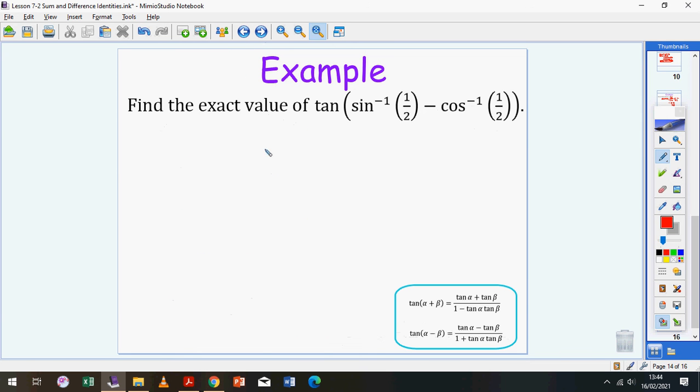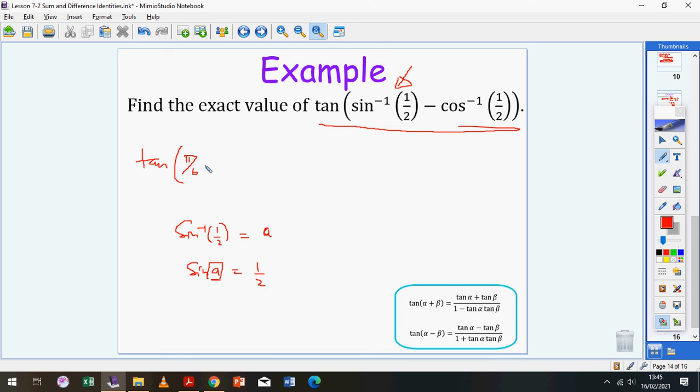Moving on, if I want to find the exact value of this whole expression, then I have the tangent of, this is asking me what angle gives me a sine of a half. If the sine inverse of a half was equal to something like a, then that means that the sine of a is equal to 1/2. So you're asking yourself, what angle gives me a sine of a half? Well, that angle is 30 degrees, or if you want to work in radians, it's pi over 6. And this one, what angle gives me a cosine of a half? That angle is 60 degrees, or if you want to work in radians, pi over 3.